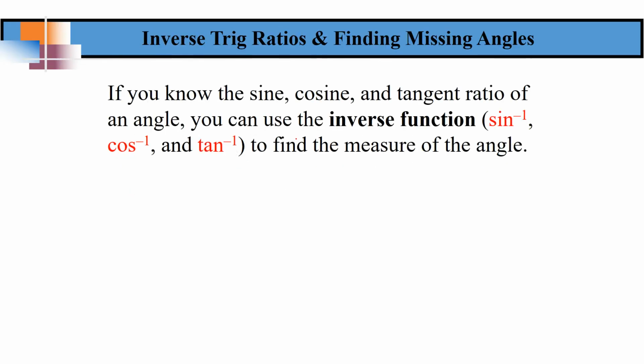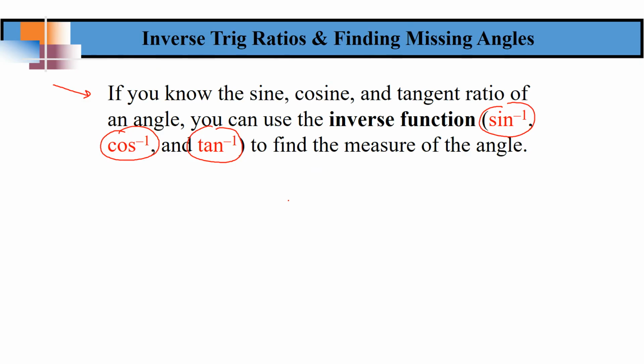Before we begin, at the very top of your page, above example 1, you'll notice this little sentence here. It says if you know the sine, cosine, or tangent ratio of an angle, you can use the inverse function: inverse sine, inverse cosine, and inverse tangent to find the measure of the angle.